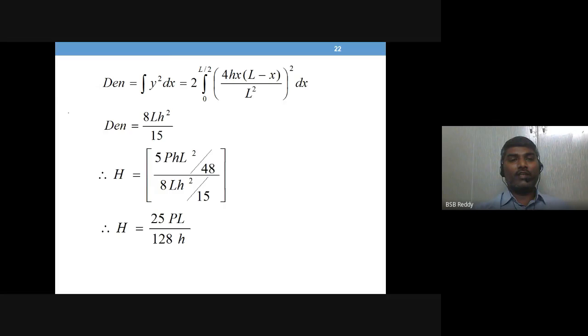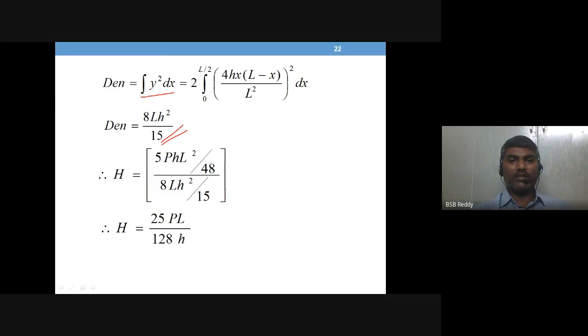Now you see the denominator here, integral y square dx, and for a parabola this will never change. This denominator value is always the same for all parabolic geometry, because you don't have any load term in this denominator, so this will always be the same.